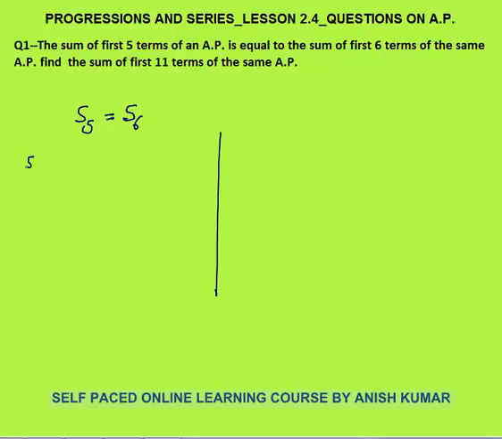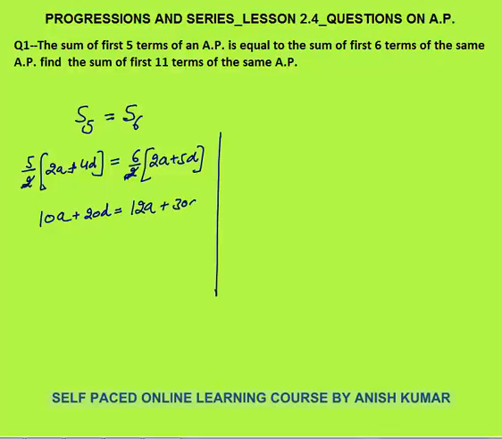You know that the sum of 5 terms is equal to 5 by 2 into (2a plus (n minus 1) into d). N is 5, so 5 minus 1 is 4d. The sum of 6 terms will be equal to 6 by 2 into (2a plus 5d), as per the formula for the sum of the first n terms. Now you can see that the 2 and 2 will get cancelled out. So cross multiply, we get 10a plus 20d is equal to 12a plus 30d.